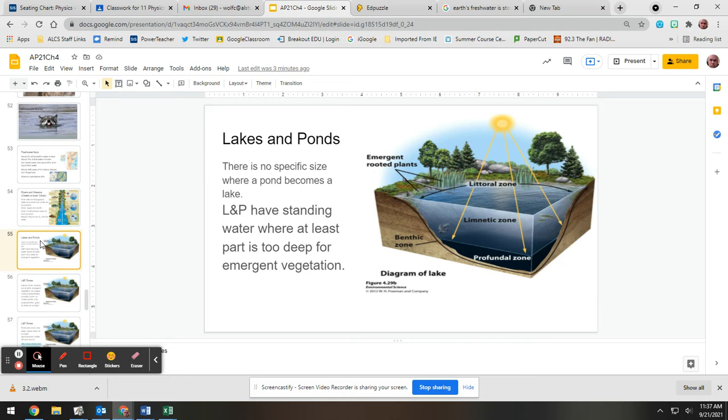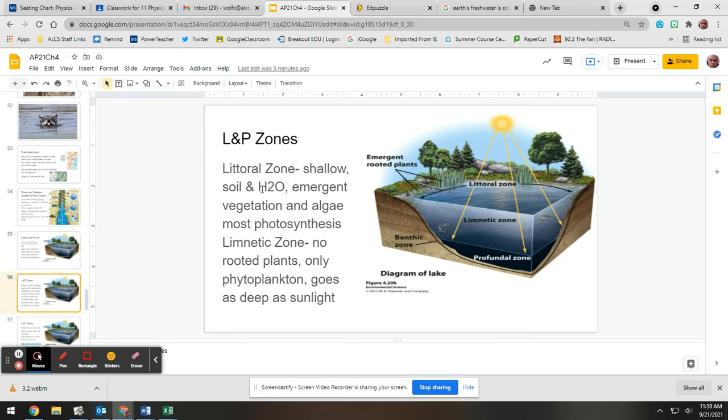Okay, so let's talk about lakes and ponds. Guess what? There's no clear definition between being a lake and being a pond. Just embrace that. To be a lake or a pond and not just a wetland, you have a zone that's too deep for vegetation to stand up. So the cattails are emergent vegetation. Out here in the middle, you don't have emergent vegetation. And that's where you really have a definition. This is a lake and not just a wetland. So let's talk more about the lakes. You have some zones.